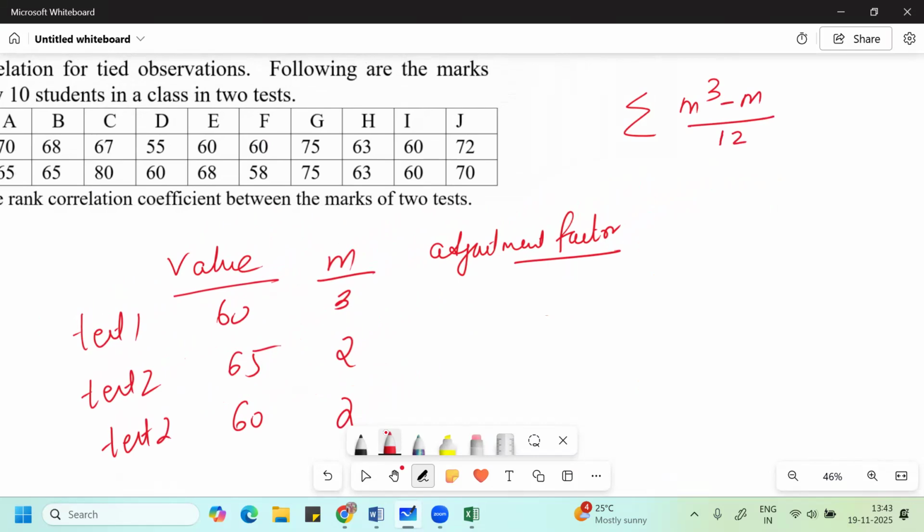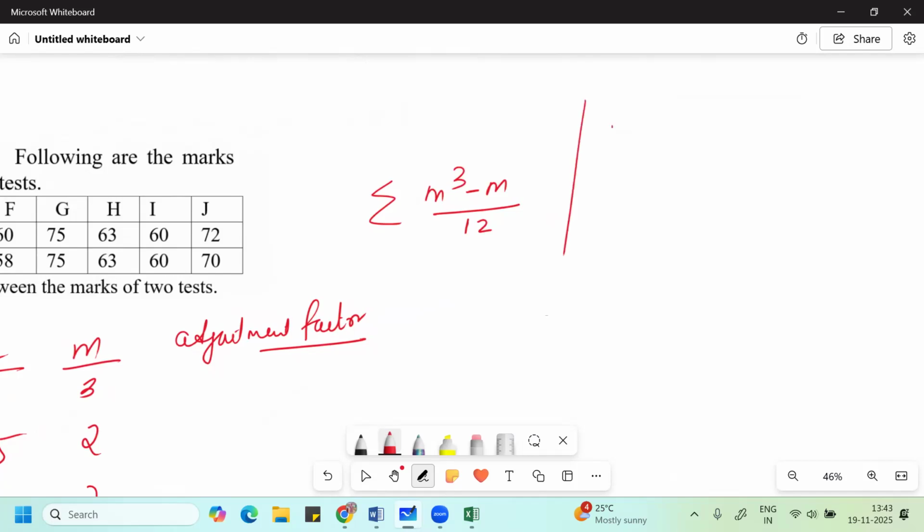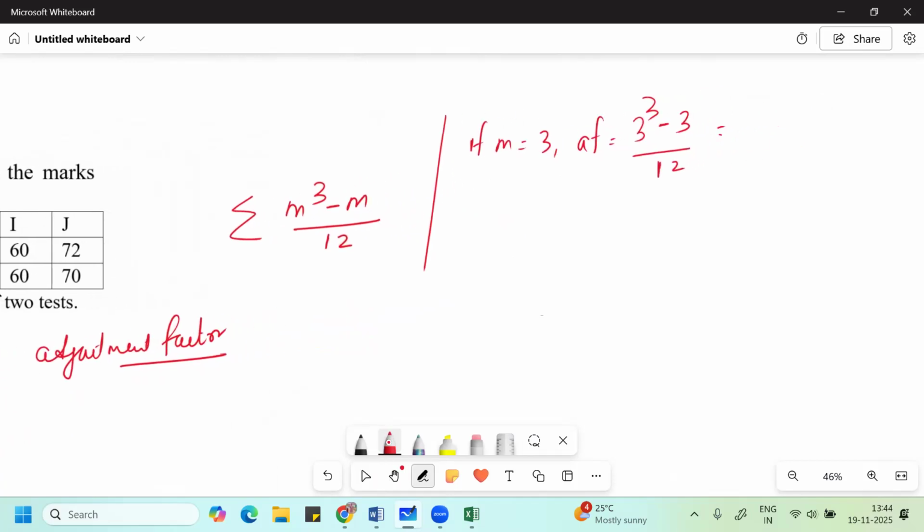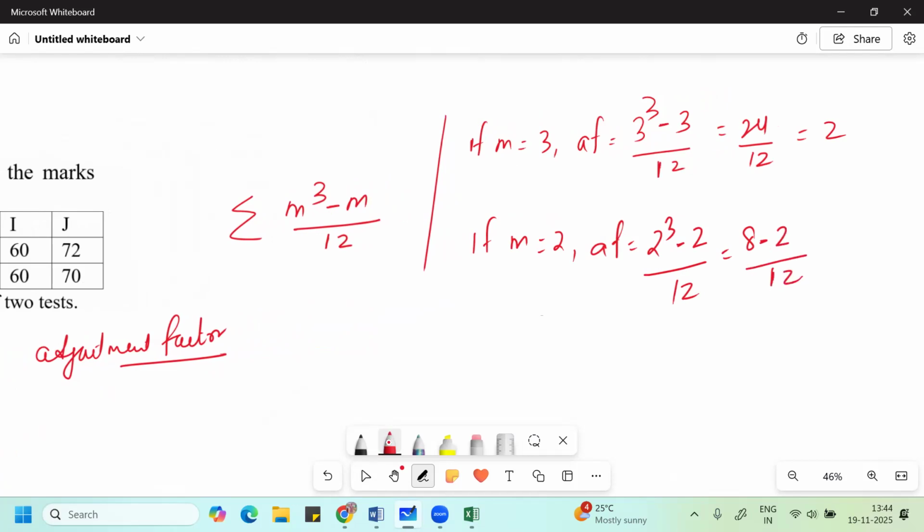So here if m is 3, then your adjustment factor would be 3 cube minus 3 by 12. 3 cube is 27, 27 minus 3 is 24 by 12. You will get the value 2. While if your m is 2, your adjustment factor would be 2 cube minus 2 by 12. 2 cube is 8, 8 minus 2 is 6 by 12. If you do, you will get 0.5.